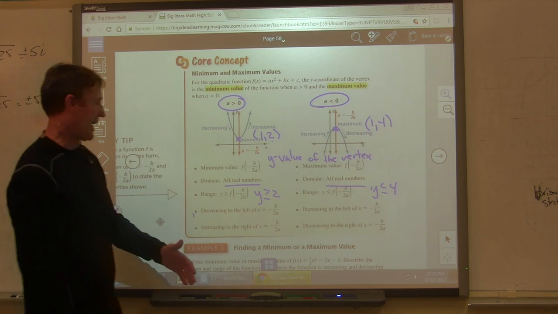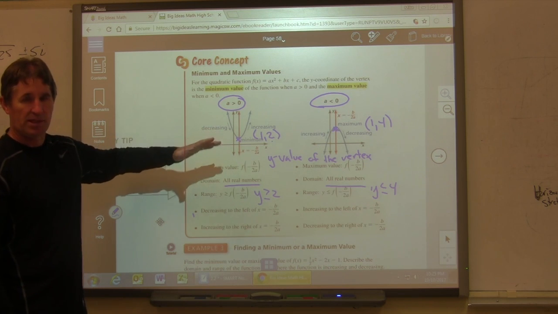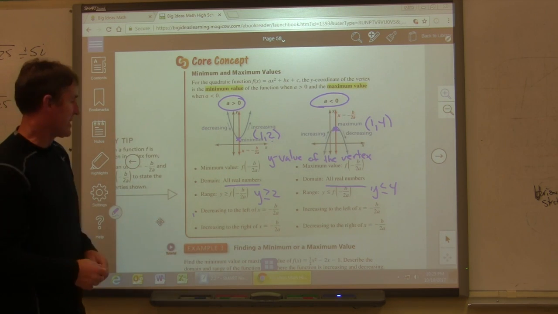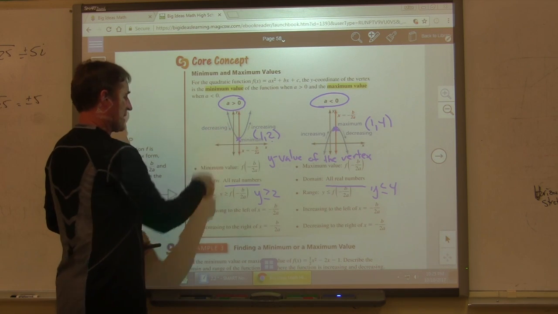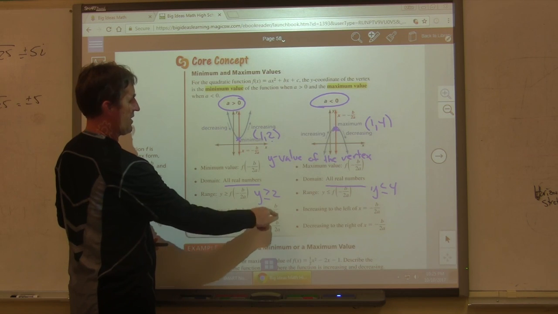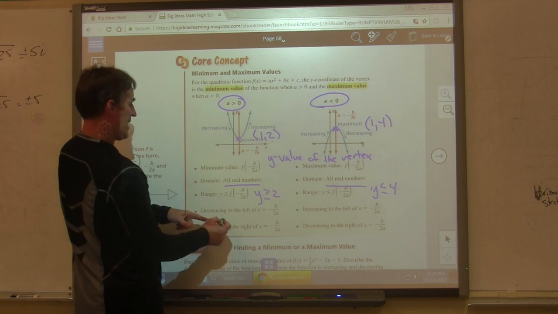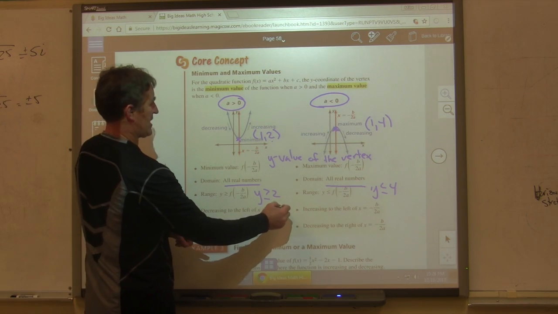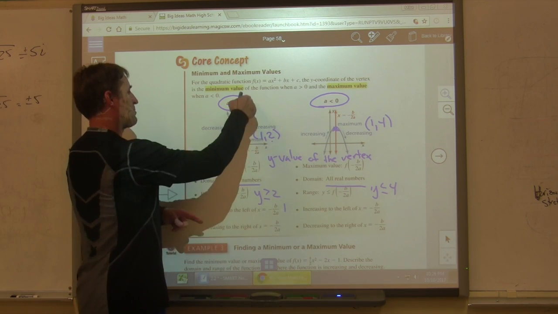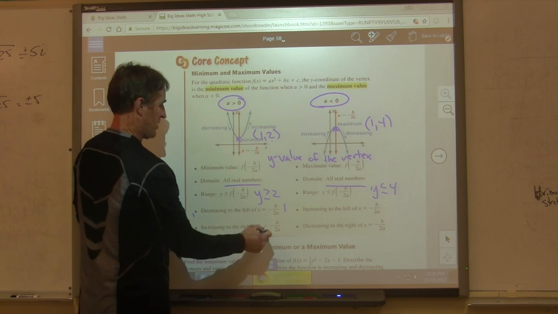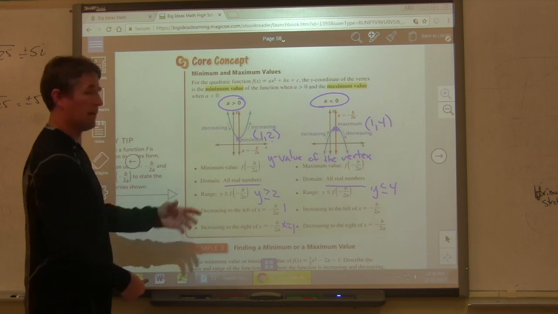And then the last thing they're going to ask you to do is describe when this graph is increasing and decreasing. And so again, this is pretty easy. If it's going down as it comes to the vertex, you just say it's decreasing to the left of this negative b over 2a, so your x value of the vertex. So we would just say this is decreasing to the left of x equals, in this case, 1. And it's increasing once it gets past the vertex, so it starts going up. So when x is equal to 1, to the right of that, it's going to be increasing.